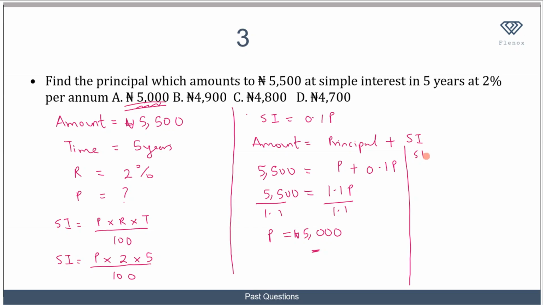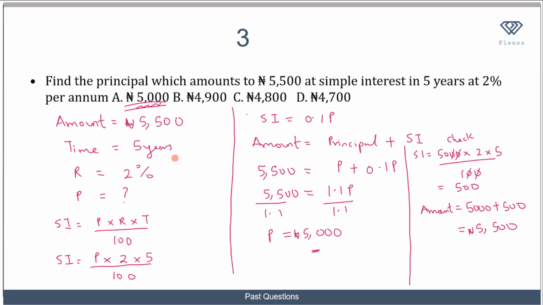So now my simple interest will be equal to my principal, which is 5,000. So this is a check. Then times my rate is 2 times 5 over 100. 0 cancels 0. So I'm left with 50 times 10, which is 500. So I know that my amount will be equal to my principal, which is 5,000, plus my interest, which is 500, which gives me 5,500 as seen here.